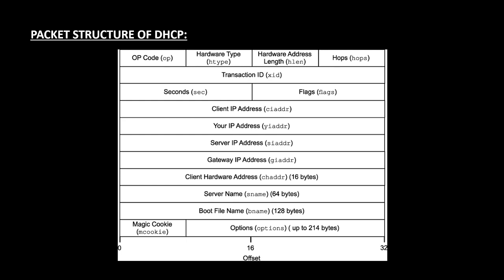The flags field is also very important. It's a 16-bit field in length, but very interestingly, the rightmost 15 bits are all reserved to 0. Only the most significant bit is used, so it could be set to either 0 or 1. What those values represent is what kind of broadcast is happening. If it is a unicast, the bit is set to 0, and for multicast, the bit is set to 1. Then we have the client IP address, your IP address, server IP address, gateway IP address.